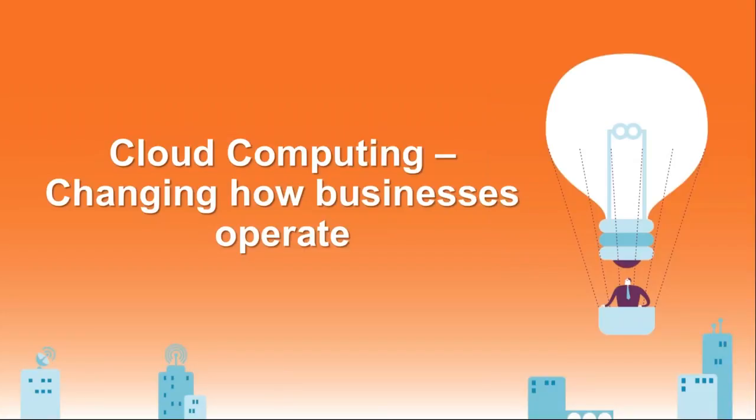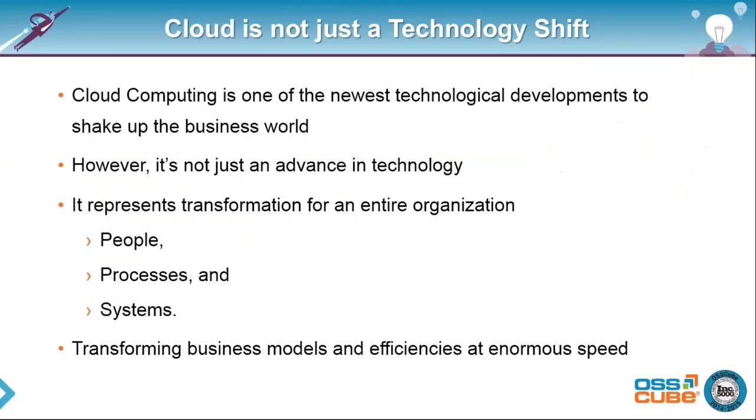As I said, cloud computing is a new and emerging technology, and it is basically changing how businesses operate. It is not just an advancement in technology. It represents the people, the process, and it is transforming the entire system. It is transforming business models, introducing new efficiencies at enormous speed. So the cloud is not just a technology, it's about people, process, and systems. Things are changing. Companies have started doing business in completely different ways.